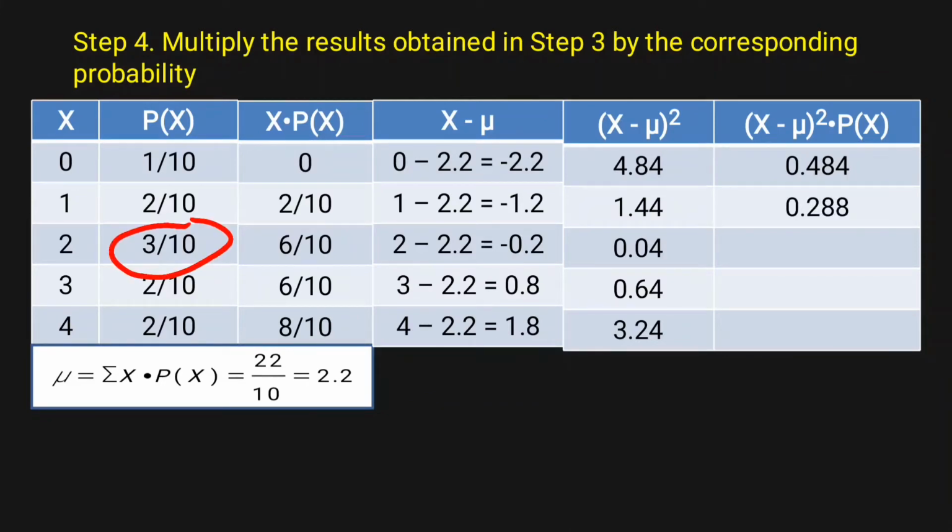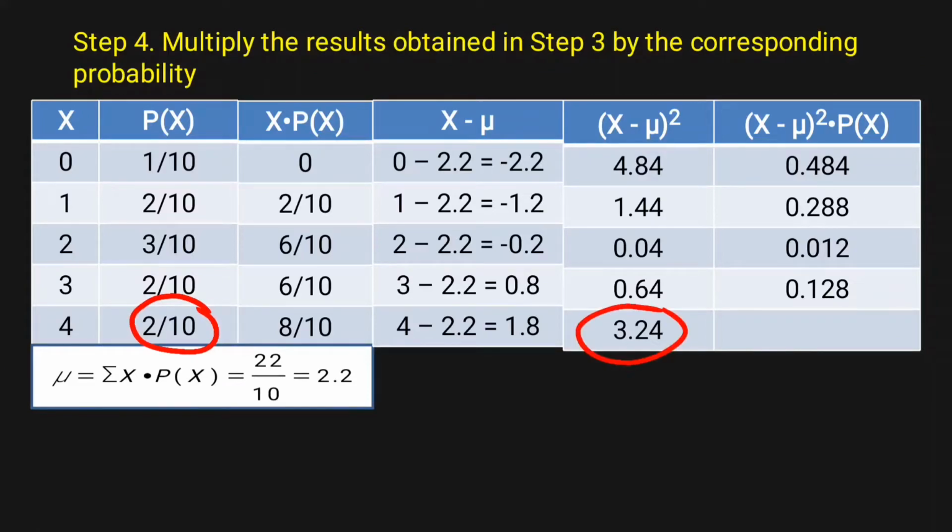3 divided by 10 is 0.3, multiplied by 0.04. So, we have 0.012. So, 2 divided by 10 is 0.2, multiplied by 0.64 equals 0.128. Then last, we have 2 over 10 or 0.2 multiplied by 3.24, that is 0.648.